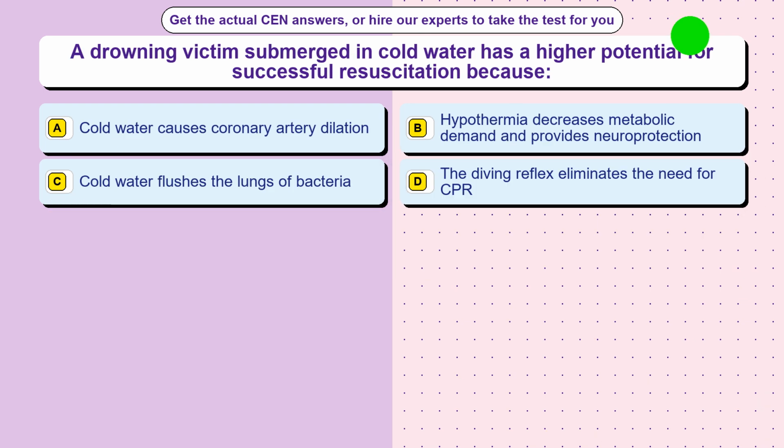Question 68. A drowning victim submerged in cold water has a higher potential for successful resuscitation because: Option A, cold water causes coronary artery dilation. Option B, hypothermia decreases metabolic demand and provides neuroprotection. Option C, cold water flushes the lungs of bacteria. Option D, the diving reflex eliminates the need for CPR.